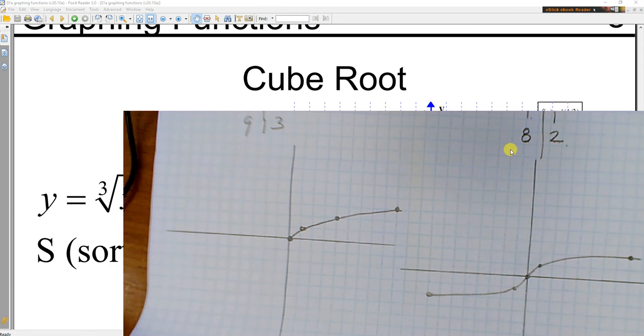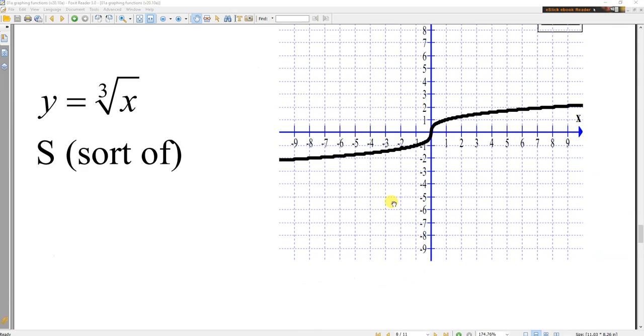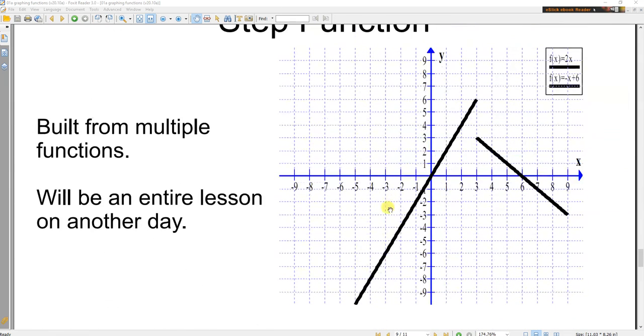And those, my wonderful people, are the 4 basic graphs that you need to know for my class. Later on, we'll learn about step functions, which are just lines that kind of go one direction and then stop and kind of do something else. We'll talk about steps on another day.